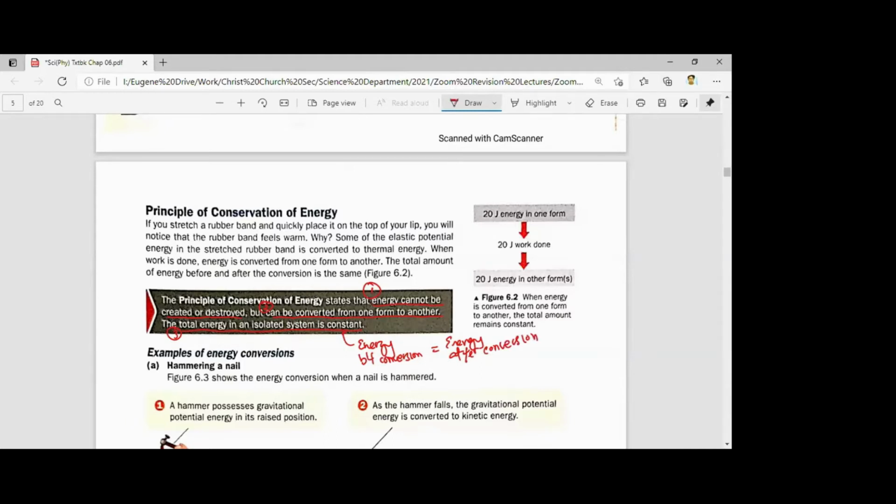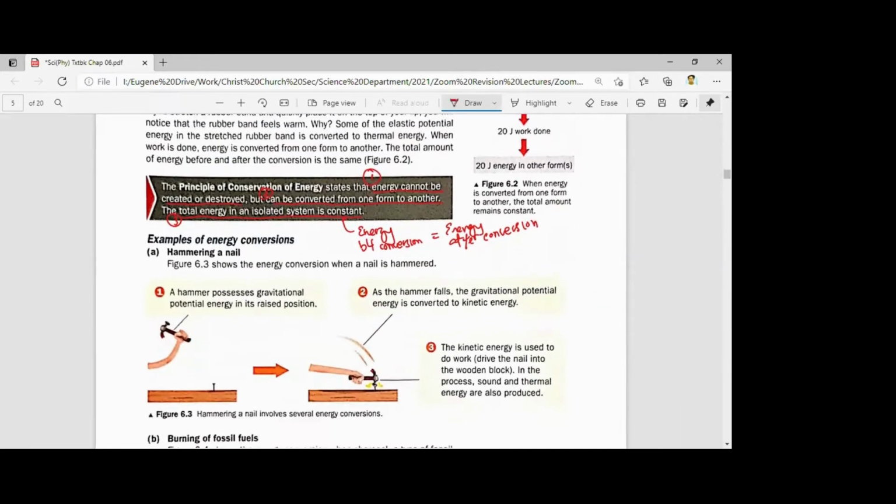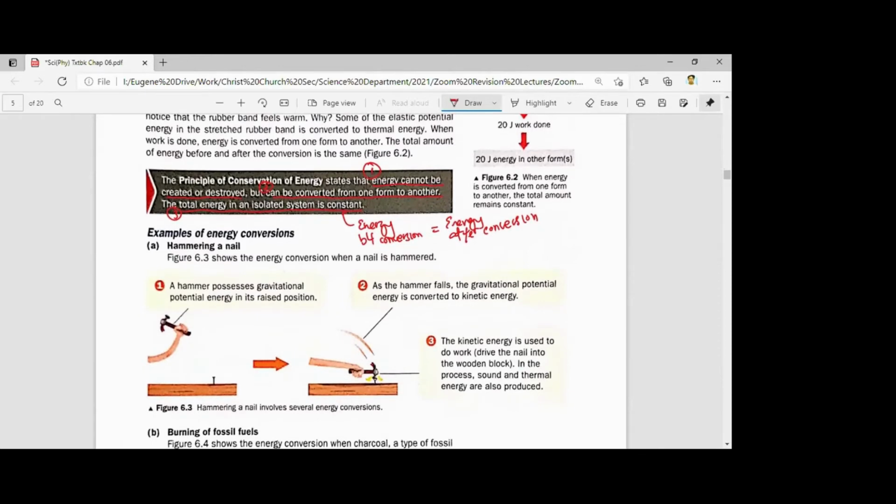So these are the three main points that we normally would use when we talk about the principle of conservation of energy. The energy before conversion and the energy after conversion must be the same. Some examples of energy conversions are, it's not really applying the principle here, but just saying what are the possible energy conversions.